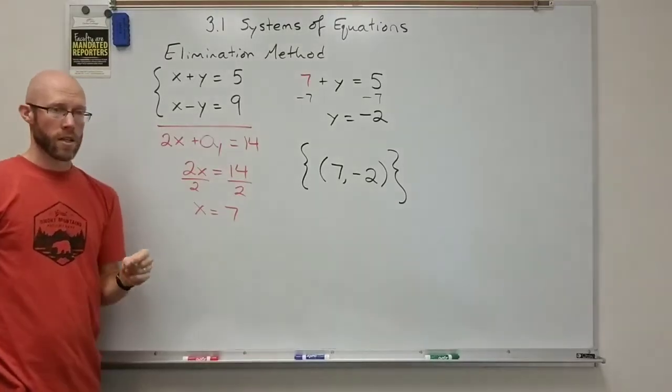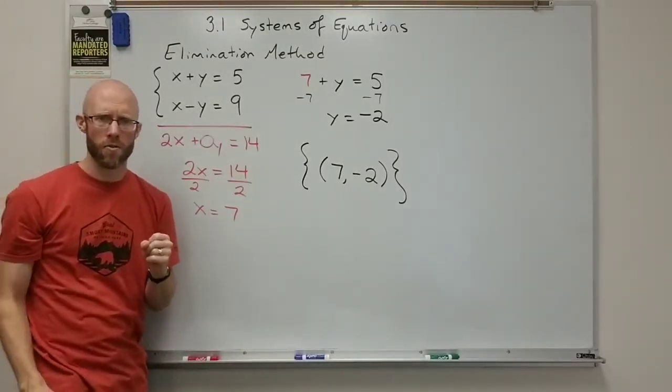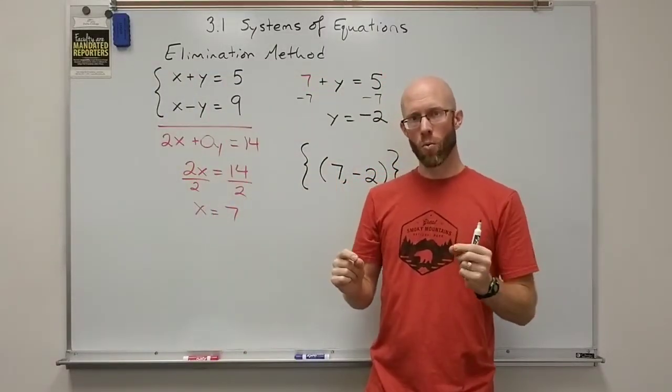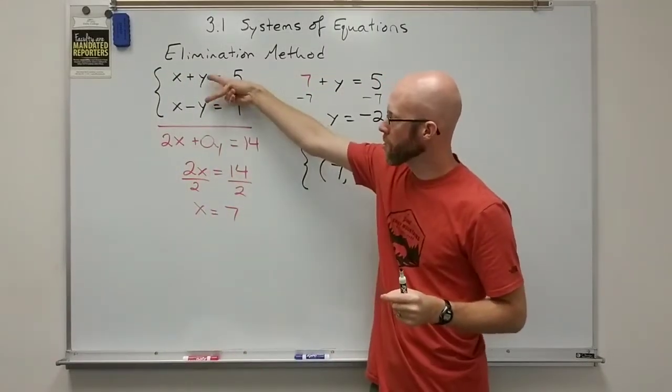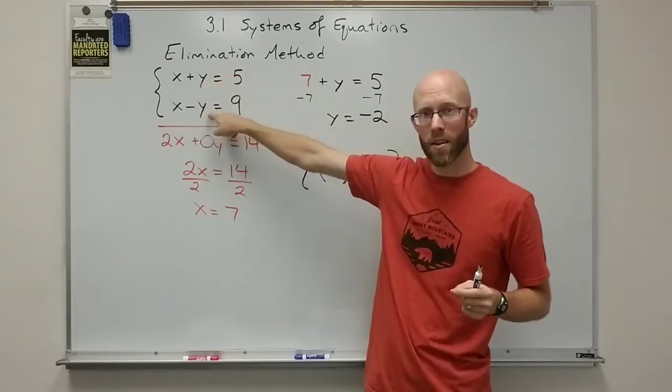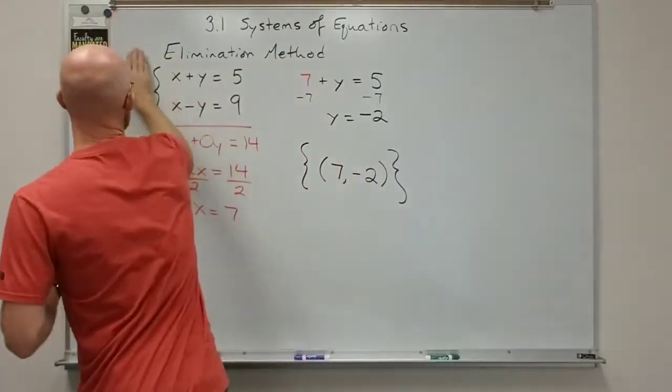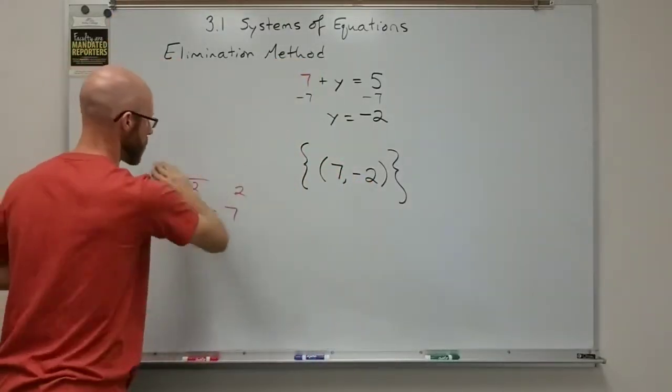The next example I'm going to show you is a little bit tougher because the variables don't drop out immediately. There's a little work you have to do. Sometimes you don't have a nice positive y and negative y to get them to drop out, okay? So let's look at another example where that's the case.